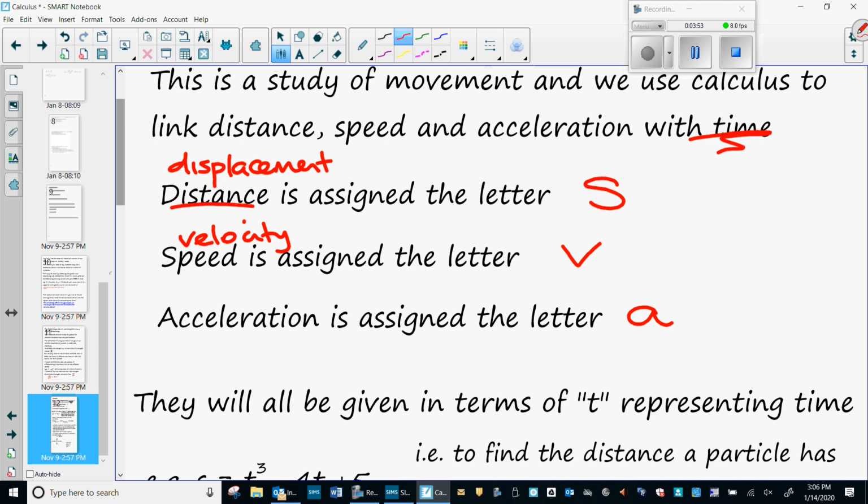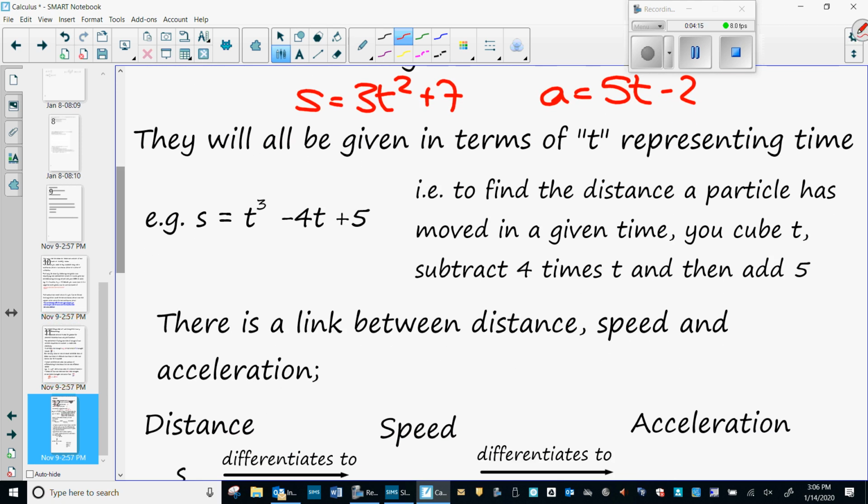As I've said, they're all going to be given to you in terms of time. So it could be, for example, S equals 3t squared plus 7, or A equals 5t minus 2. It could be anything, but the letter that they're using will always be t because it's always going to be time. Here's an example: S equals t cubed minus 4t plus 5. So if we wanted to find the displacement or distance that a particle travelled, you would cube t, subtract 4 lots of t, and add 5 to it. Remember, t is the time that we're talking about.